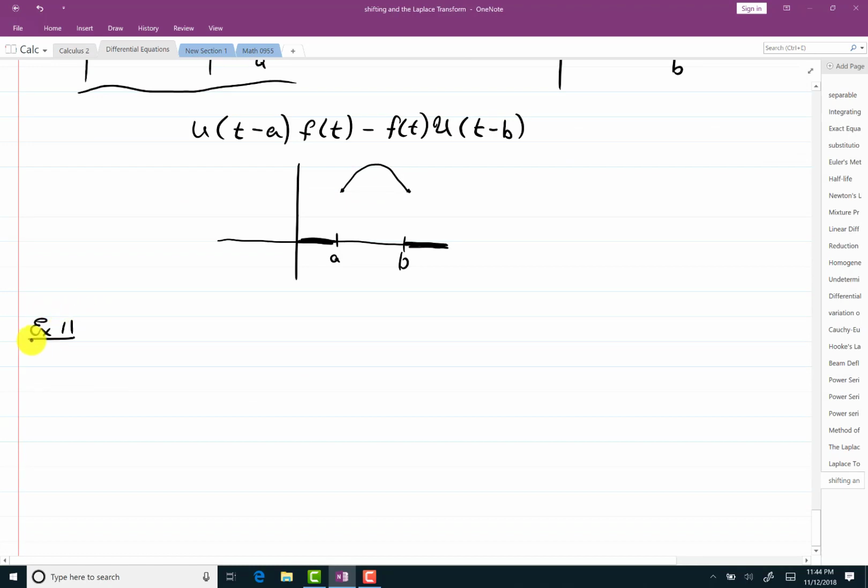Remember, this is still referring to the same function as before. Here, I want to have the function until I get to B, and then I don't want anything after it. So how do I go ahead and take that? Well, the whole thing would be f of t.